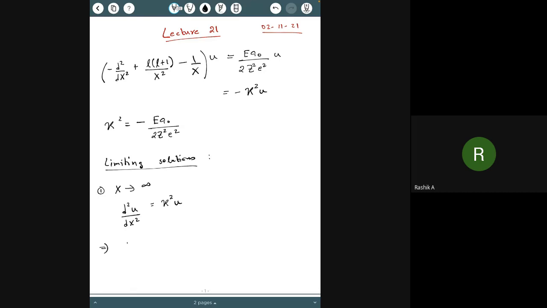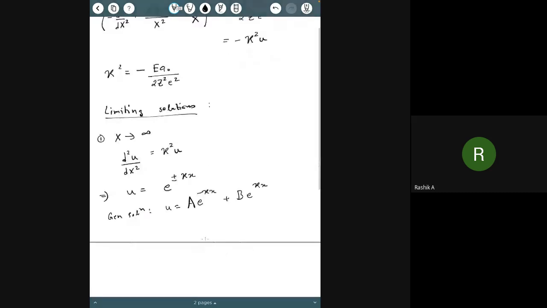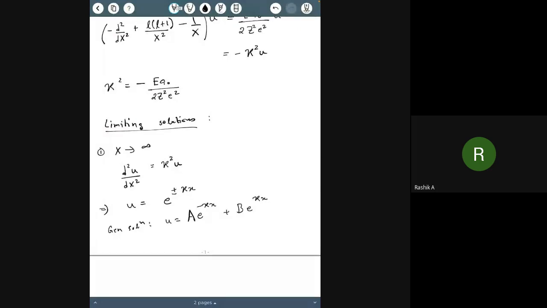So this implies that there are two solutions to u, which are of the form e to the power plus minus kappa x. Okay. And the general solution will then be u is equal to some constant A in e to the power minus kappa x, and then B e to the power plus kappa x. This is the general solution. But remember, in quantum mechanics, we only want to normalize it.